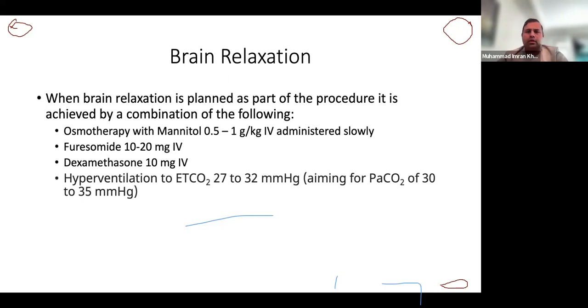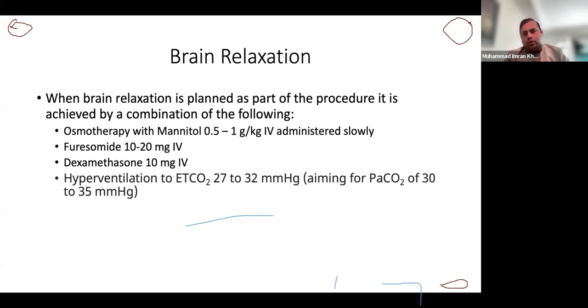This is the most common mechanism used to achieve brain relaxation, along with hyperventilation to an end-tidal carbon dioxide of 27 to 32, aiming for a PaCO2 of 30 to 35. As we discussed, there's always a difference between your PaCO2 and your end-tidal carbon dioxide. Other things you can use for brain relaxation are furosemide 10 to 20 and dexamethasone 10 milligrams.